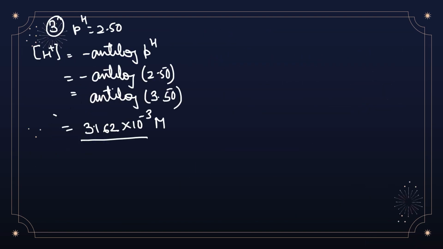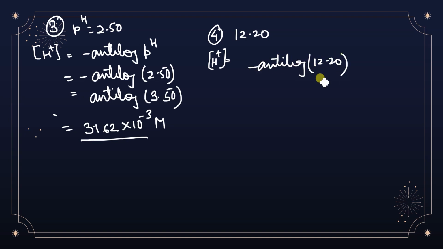Okay, now the fourth question was 12.20. So here it is fourth, 12.20, the same way. Yes, H plus ion concentration. Let me do directly. Antilog. This is 12.20. That means it is antilog 13, and it is going to be 0.80. Yes, minus 13, and here 0.80 antilog check. So you will get it.